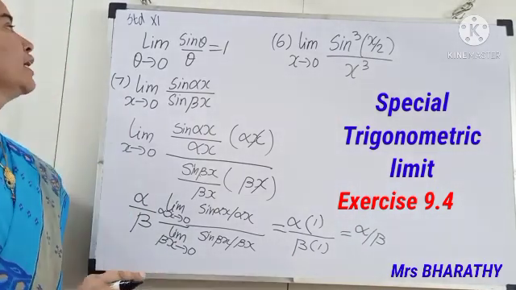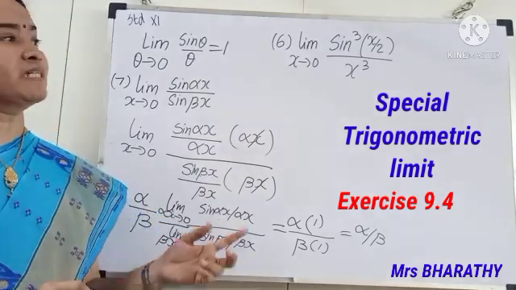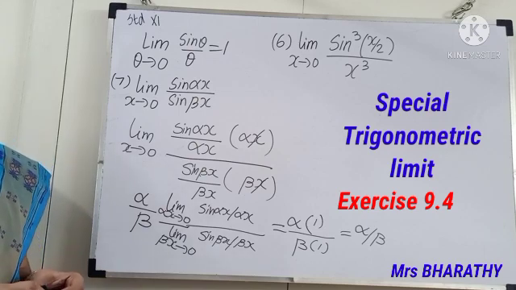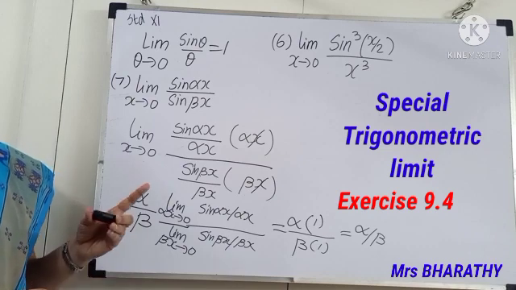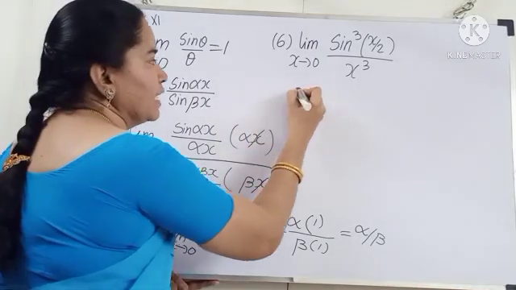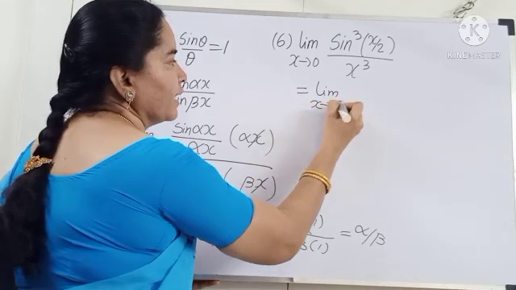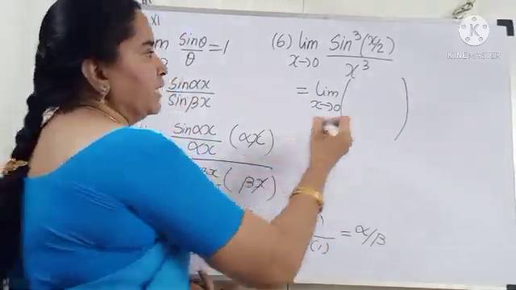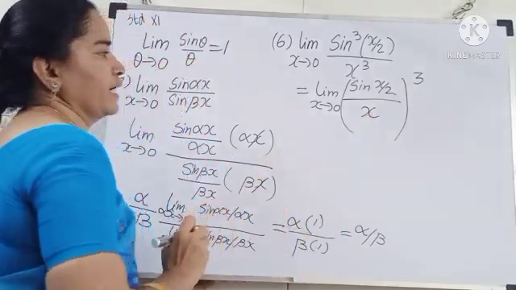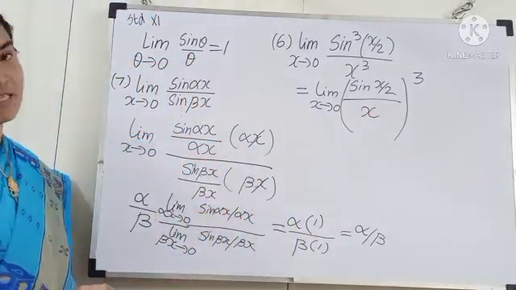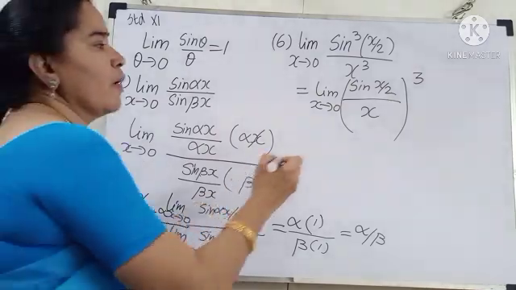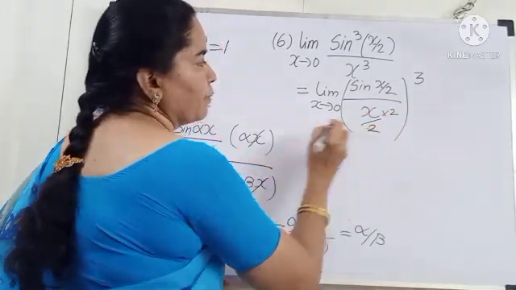Simple problems based on the limit theta tends to 0, sine theta by theta is equal to 1. We proceed on to question number 6. Limit x tends to 0, sine cube of something, denominator also x cube is there. The very first idea in limit, I can bring the power out. So I can write it is the whole cube of sine x by 2, denominator x. Now to apply this pattern, whatever comes with sine should come in the denominator. So what I do? Multiply by 2 and divide by 2.